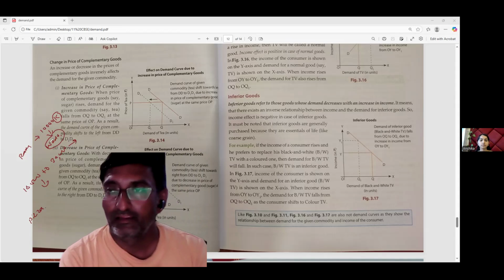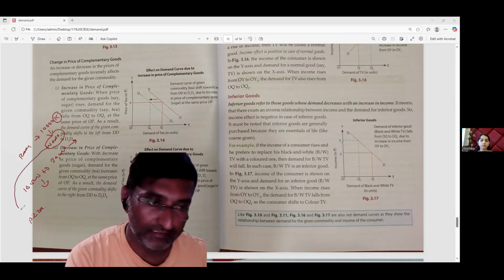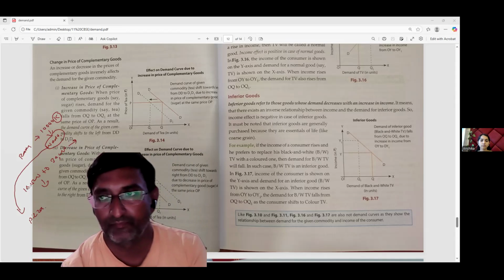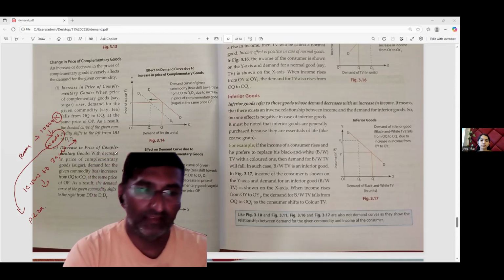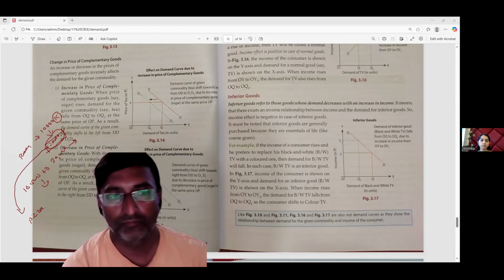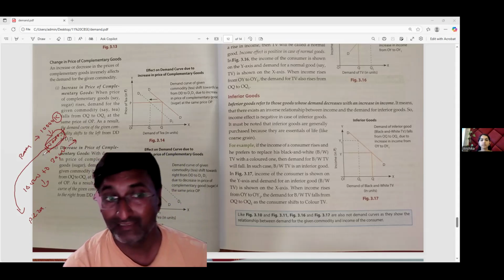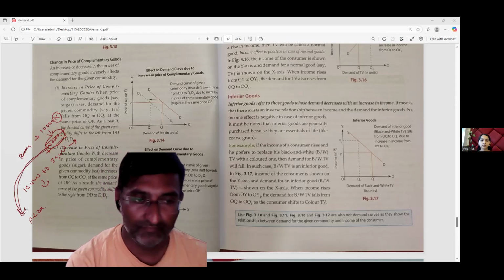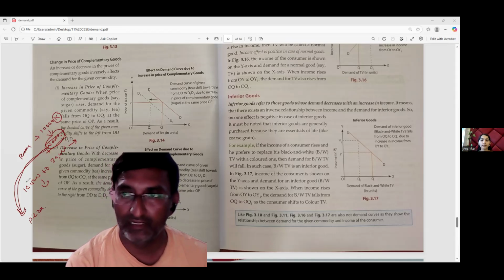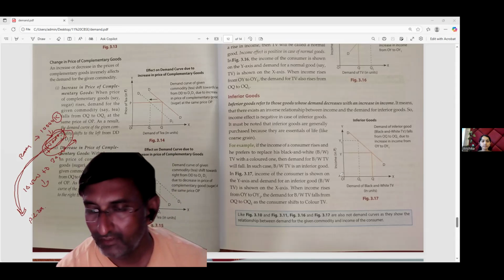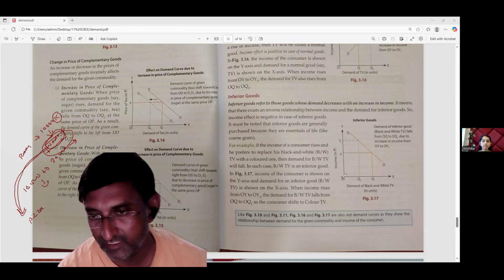Why? Because with the increase of income, he is switching to another product, another commodity. You can see in the earlier scenario, his income level was low. That is why he preferred to eat only vada pav. But when his income rises, he is switching from vada pav to pizza, right? So automatically the demand for vada pav will fall down. Got it? Now you'll understand more on the basis of a diagram.